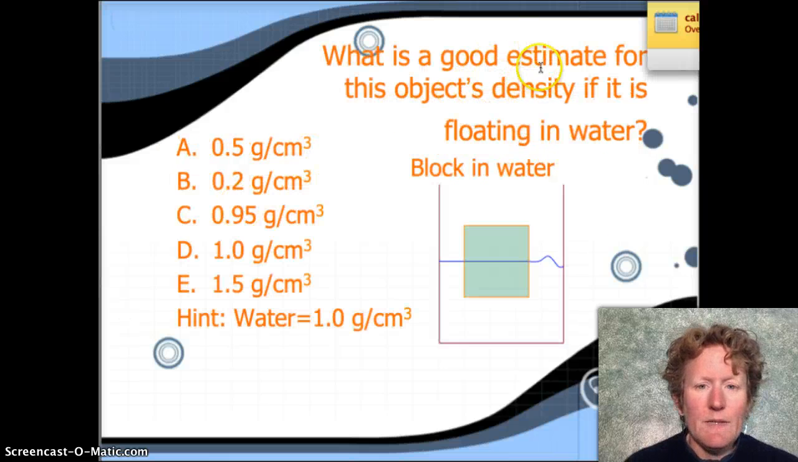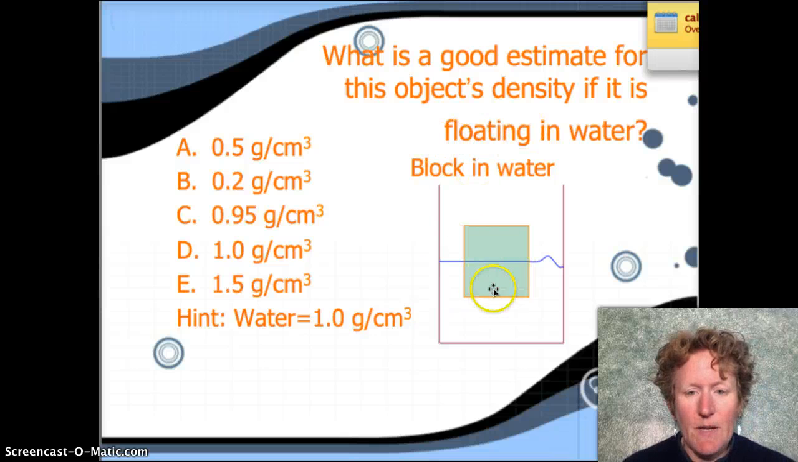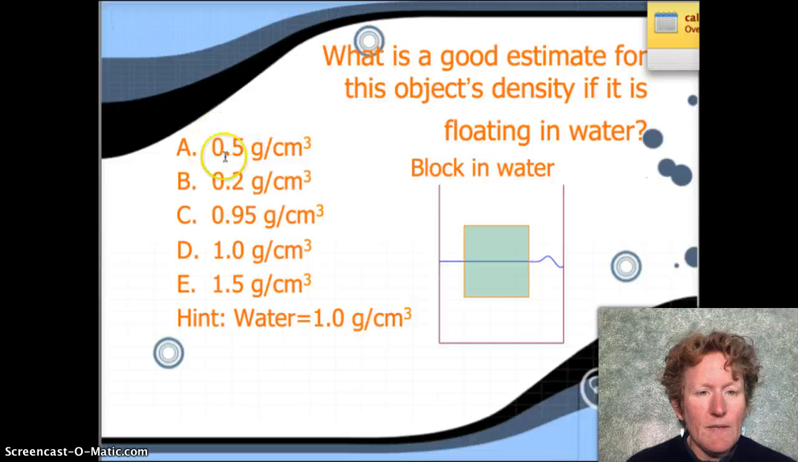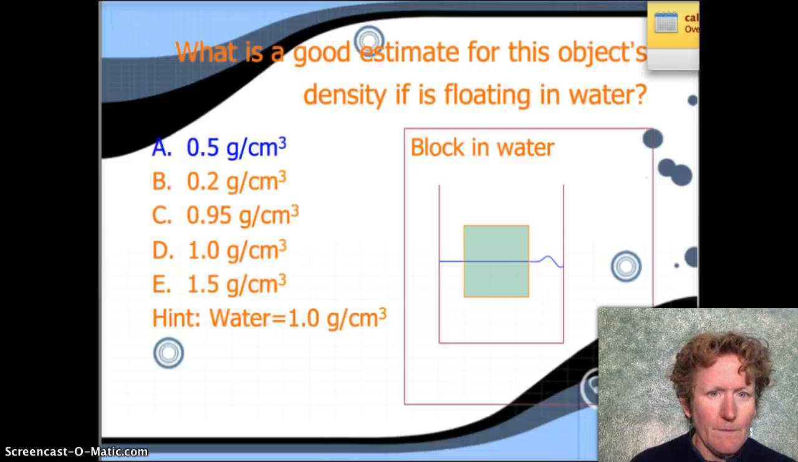So what's a good estimate for the object's density if it's floating in the water? Remember we matched before the density and the percent underwater. So here there's about 50% underwater, so we're going to guess it's about 50% of the density of water. And yep, 50% was a good guess.